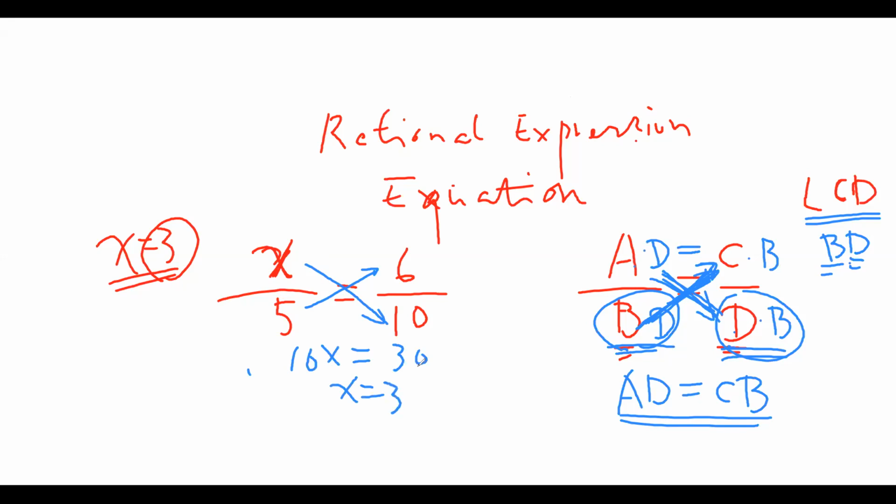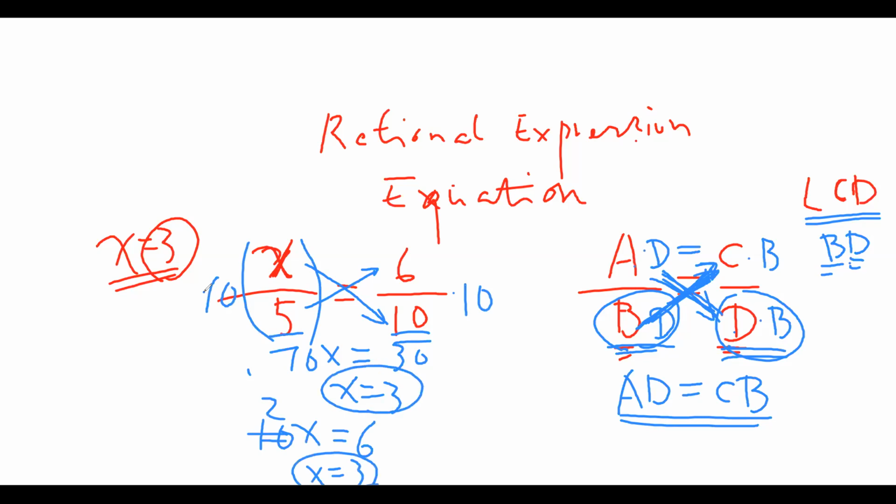Or you can do it by multiplying both sides by the least common denominator. For 5 and 10, the least common denominator is 10, right? So both sides times 10. You get 2x equals 60, I'm sorry, 6, right? So x equals 3. So you've got the solution x equals 3. Where does it come from? It comes from here, right?